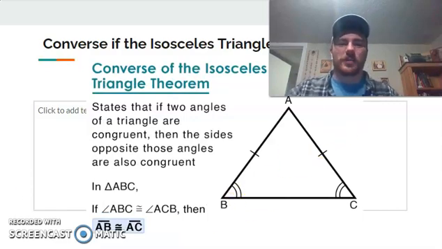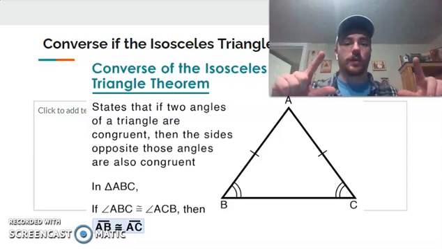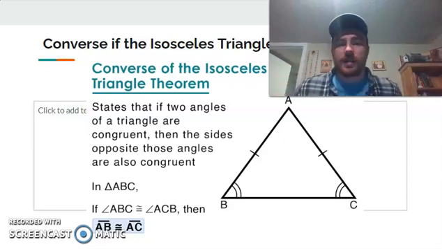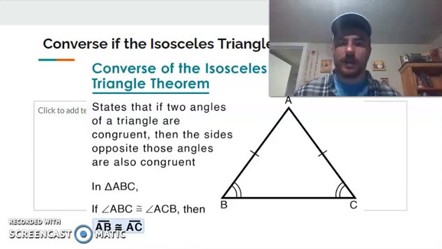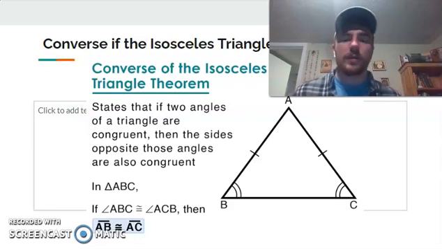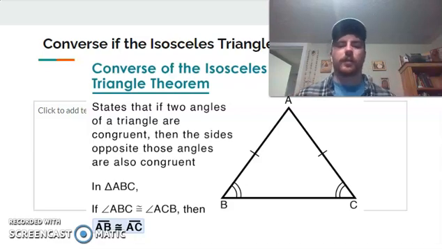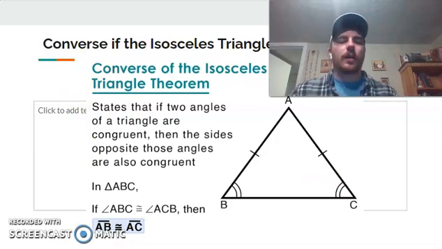So now we have what's called the converse of the isosceles triangle theorem. So this basically says if we have those two base angles that are congruent, then the opposite sides are going to be congruent. So we have this triangle ABC. If we have angle ABC and ACB congruent, then those sides are congruent. It's pretty much just the same thing backwards. That's why we use the converse.